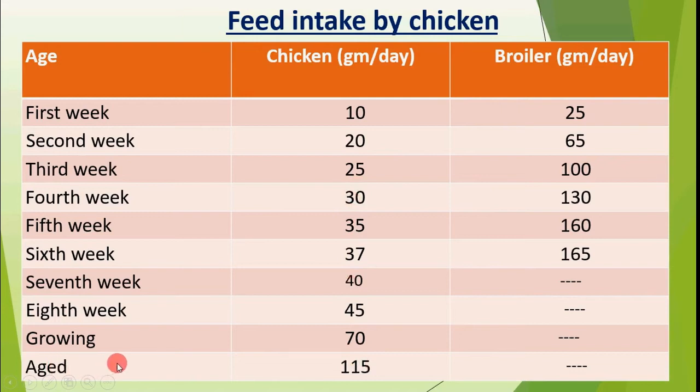And at the mature age, the chicken needs 115 grams per day, but broiler don't need too much after 6 weeks, because we know that broiler chicken can be eaten after 5 to 6 weeks.